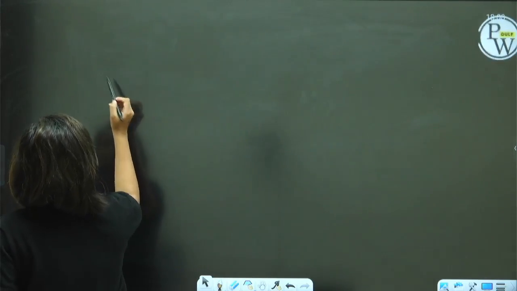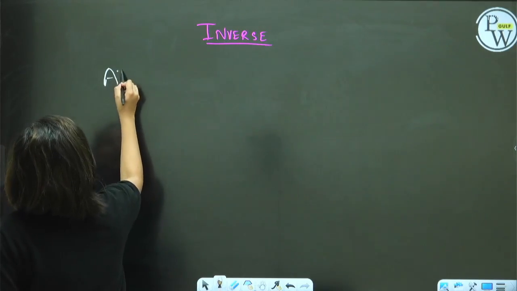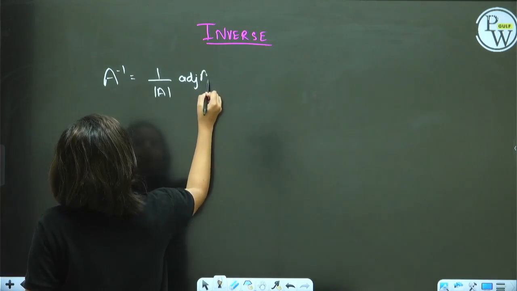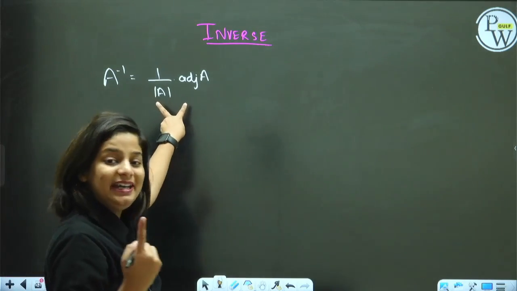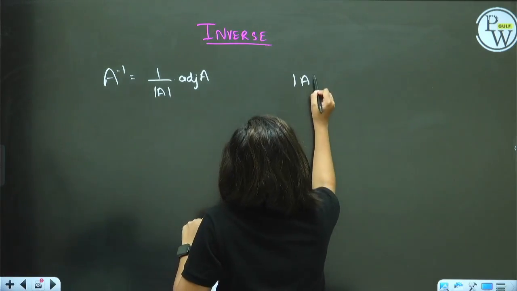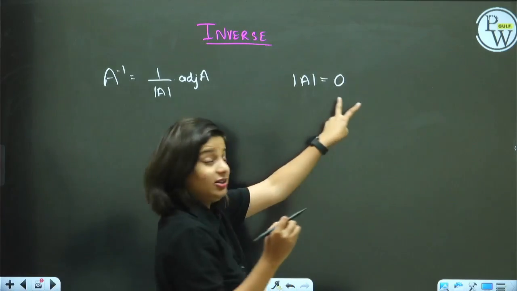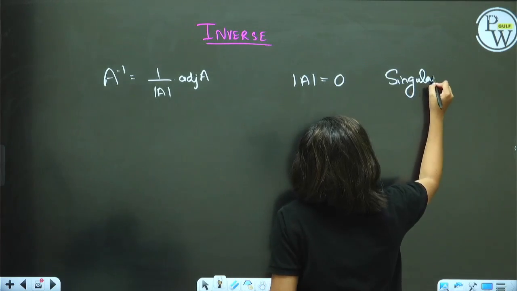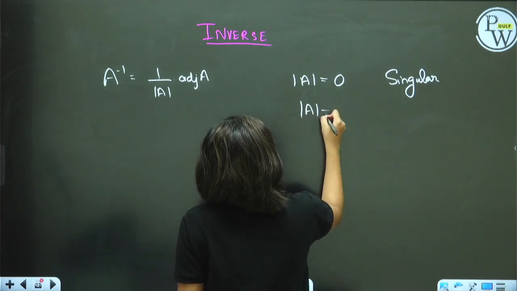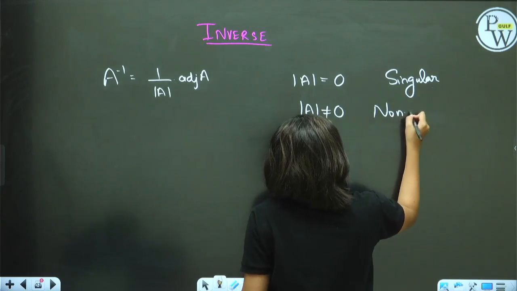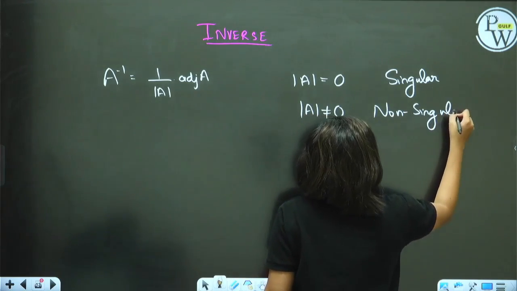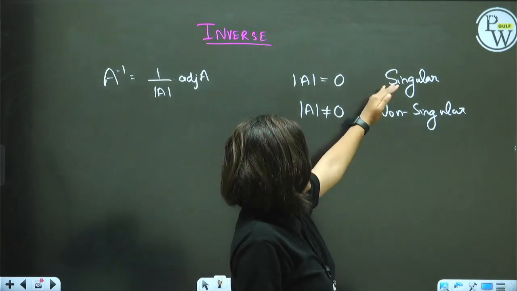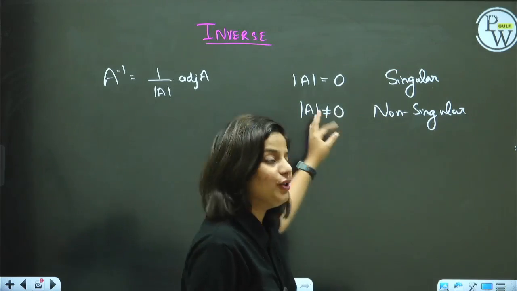Inverse. A inverse is obtained by the formula 1 upon determinant of A, into adjoint of A. This tells us that the denominator shouldn't be 0. If the determinant is 0, it is called a singular matrix, and if the determinant is non-zero, it is called a non-singular matrix. Now tell me, for finding an inverse, which type of matrix do we need? Singular or non-singular? Of course, we need a non-singular matrix.